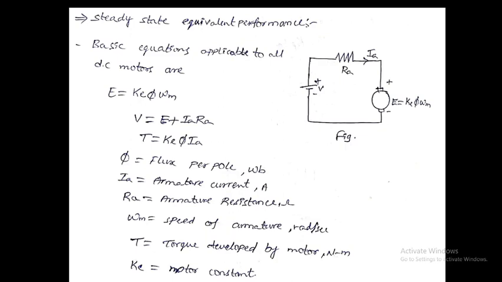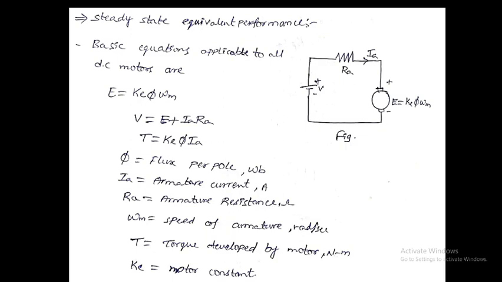From this equation we can rewrite it as E is equal to V minus IaRa. The back EMF E is equal to V minus IaRa. Now the torque equation: T is equal to Ke into phi Ia. Torque T is directly proportional to phi Ia, which can be written as T is equal to Ke into phi Ia. If it is a series motor, phi is directly proportional to If. If it is shunt, phi is constant.